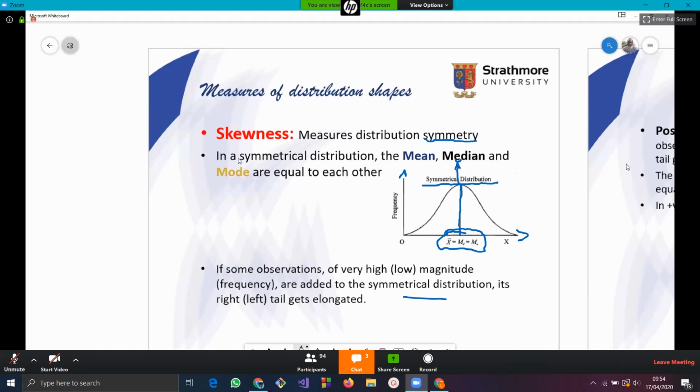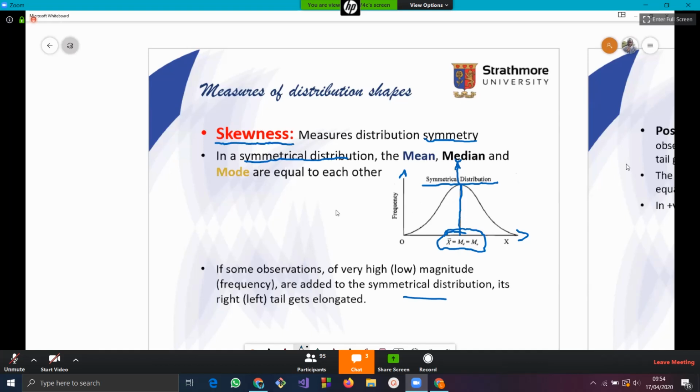It is called a symmetrical distribution. They are all found at the center and they are all equal to each other. So the mean is equal to the mode and equal to the median in a perfect symmetry, and it is not skewed. There is no skewness here, or the skewness is zero, like we are going to measure and see.